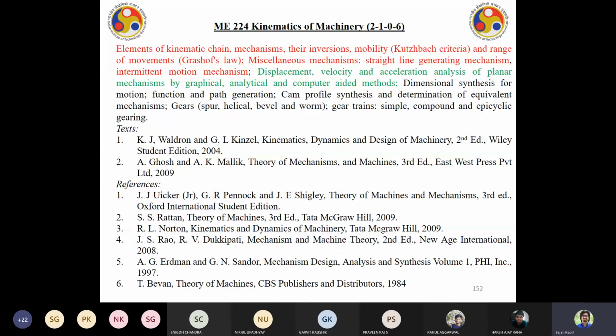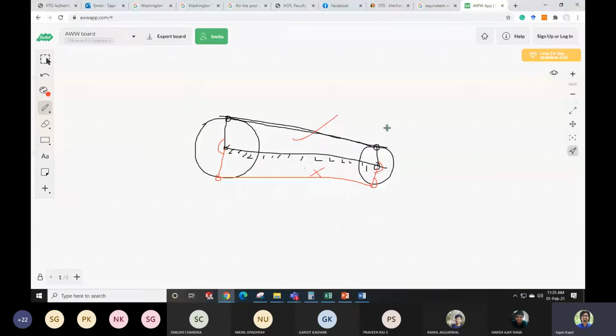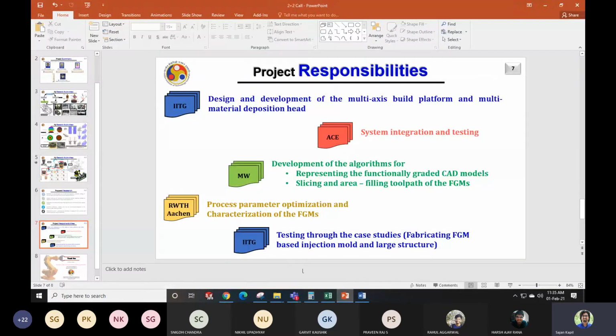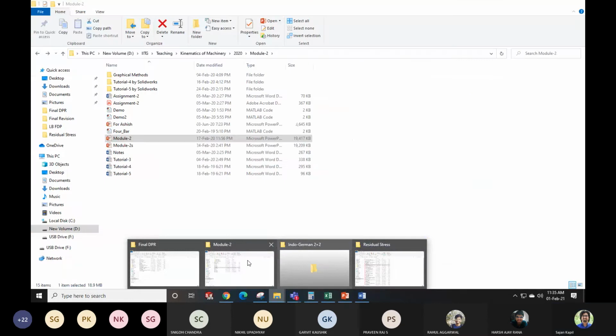I'll just tell you the possibilities of computer-aided design, I mean a CAD package, in realizing these mechanisms. Okay, so this is going to be our second module. Now I would like to highlight a few things before starting the next module.